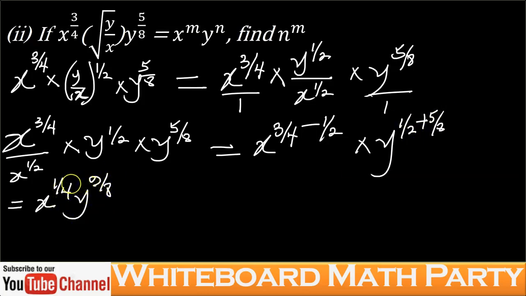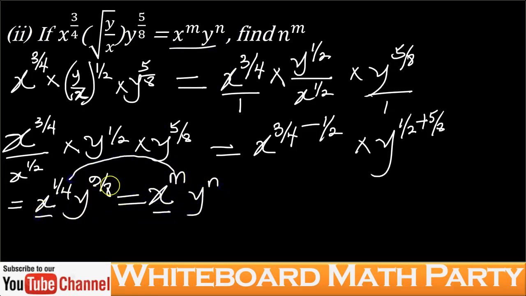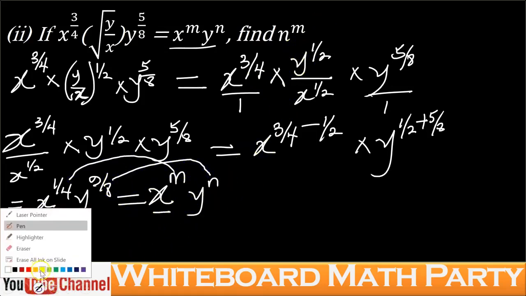Since we are here already, remember that the question says everything is equivalent to x to the power of m and y to the power of n. Now, this is x, this is x. Our m is represented by 1 upon 4, while our n takes the position of 9 upon 8. So to find the value of n raised to power m, I'm going to use a different color to do this so we don't get too confused.